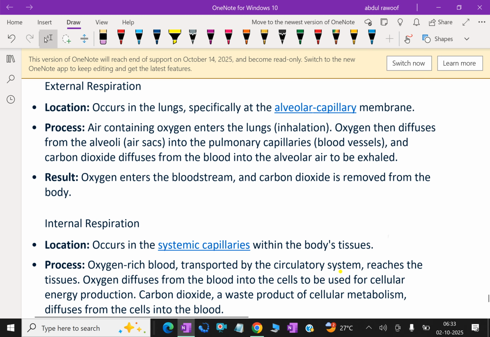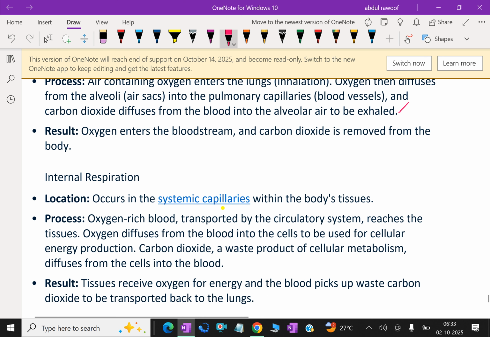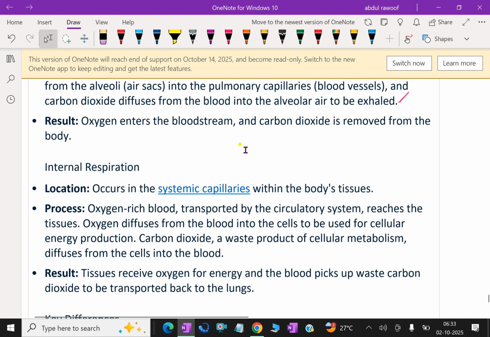External respiration. Where does it happen? Location: it occurs in the lungs, specifically at the alveolar capillary membrane. Process: air containing oxygen enters the lungs, inhalation. Oxygen then diffuses from the alveoli, the air sacs, into the pulmonary capillaries, the blood vessels, and carbon dioxide diffuses from the blood into the alveolar air to be exhaled. Result: oxygen enters the bloodstream and carbon dioxide is removed from the body.